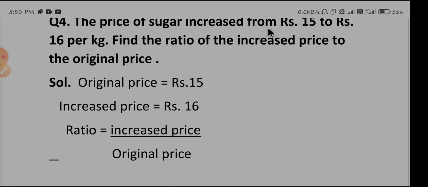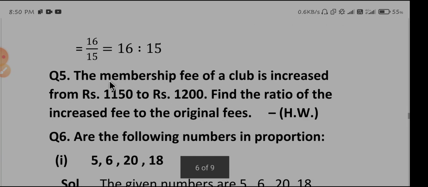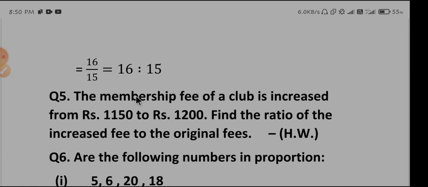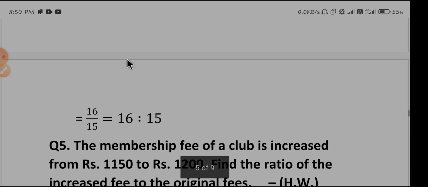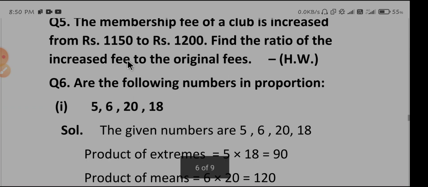So first of all, here increased is given, so write here increased price upon original price. Increased price is 16 and original price is 15, so write here 16 by 15 or 16:15. Nothing you have to do, only you have to identify which is the original and increased price. Same question number 5 also, it's same as the 4th one, so you have to solve this.